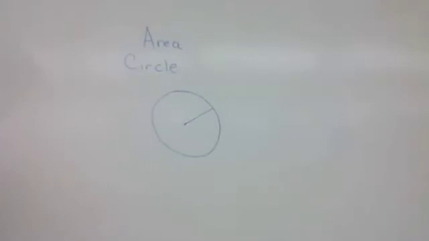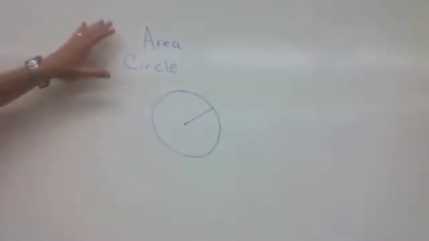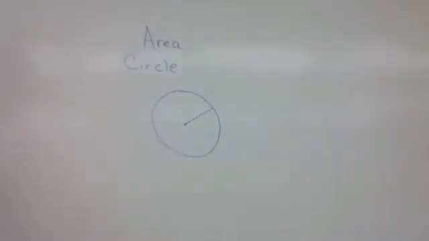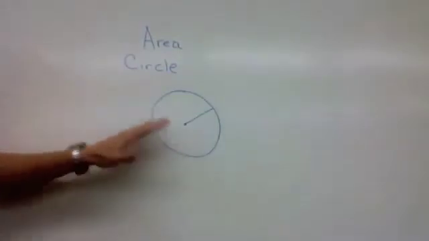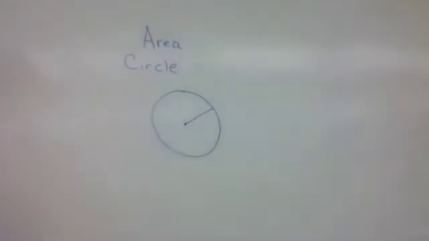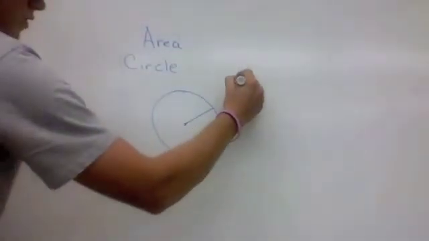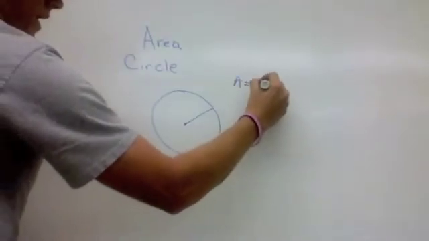So the next figure we're going to talk about is a circle. We're going to try to find the area of a circle. Now here's where a lot of students get confused and they try to mix up circumference and area. Here we're going to make sure we understand the difference between the two. Remember, circumference is the distance around a circle, and the area is going to be the amount of space we have inside the circle.